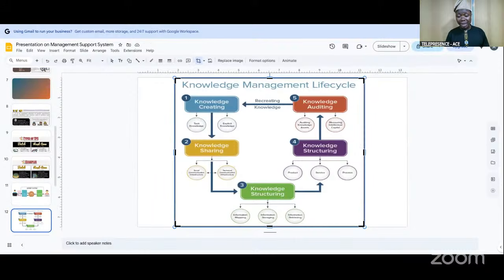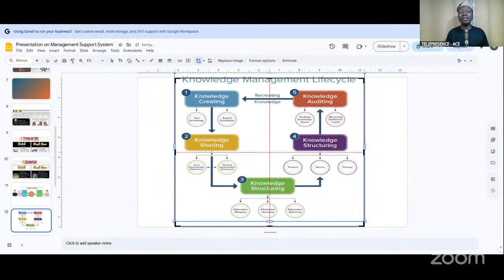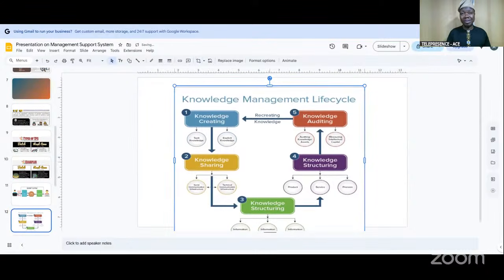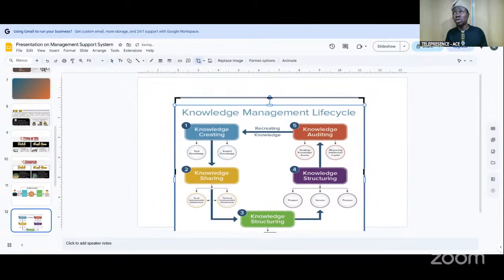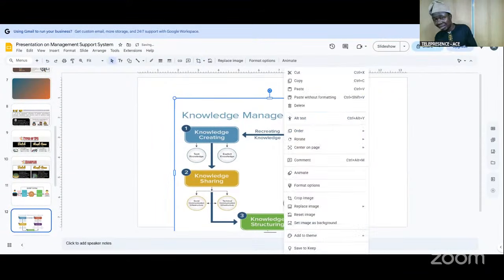Then there is another one called the knowledge management system. So a knowledge management system is a system that manages and saves information for users to use. It's just like a database where knowledge is saved. That is a knowledge management system.